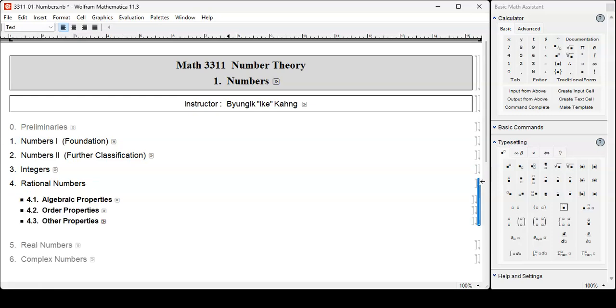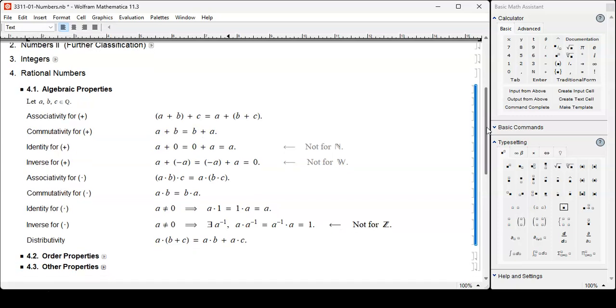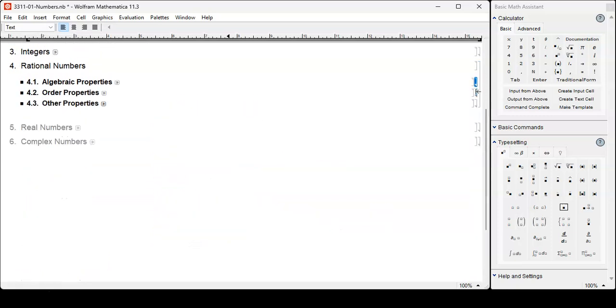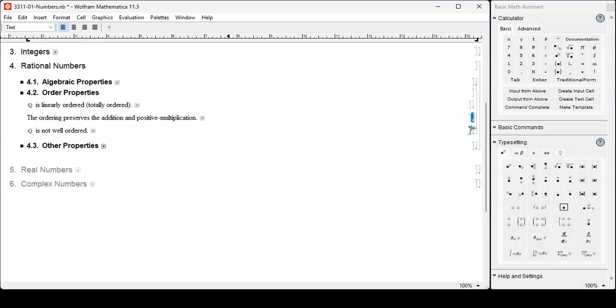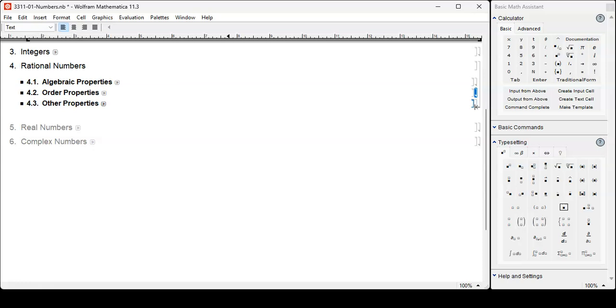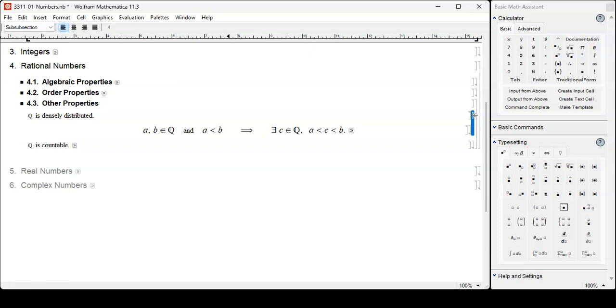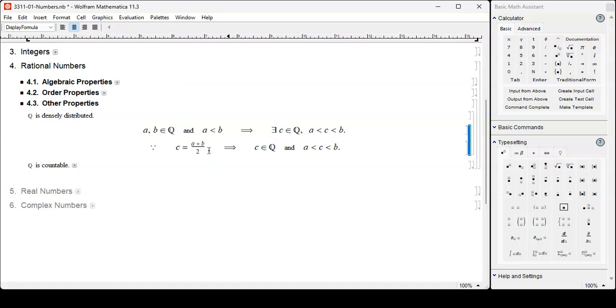Okay, let's talk about rational numbers just a little bit. Algebraic properties, yeah, pretty standard. Order properties, yes, the same. Not well ordered, okay. And there are some other properties. Q is densely distributed: between any pair of rational numbers there is at least one rational number in between. In particular, we can take (a plus b) over 2, half of those, so half the distance, right in the middle, the average. But that's not the only one. There are many, many more.